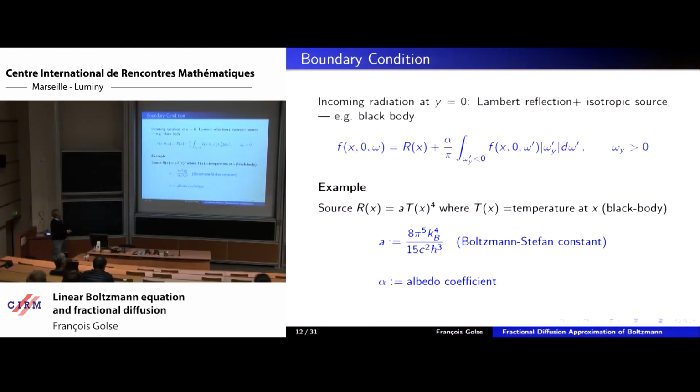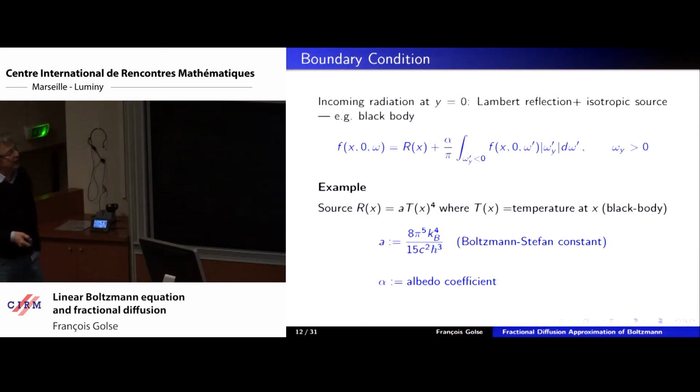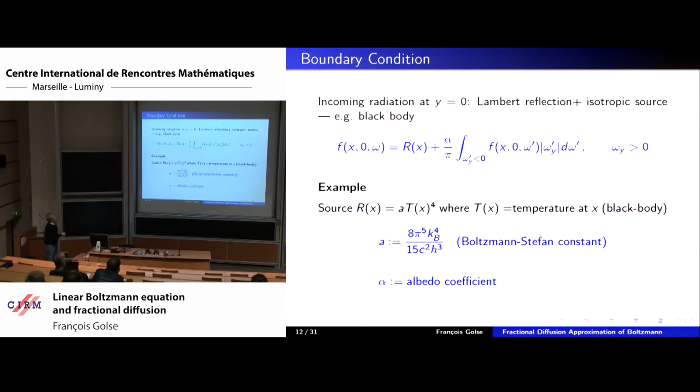So if you do that, then you will have the 1 over pi here. And here what I'm saying is that it's not pure reflection law. You have some coefficient, some albedo coefficient, which is something between 0 and 1, some alpha, and you have this additional source term, r of x, which is, for instance, proportional to the temperature at the point x, to the surface, right, to the fourth power of the temperature.